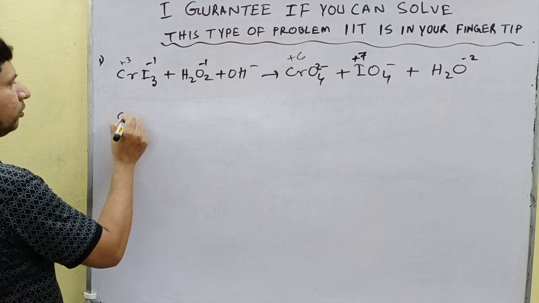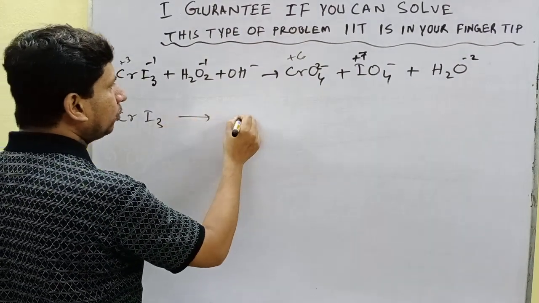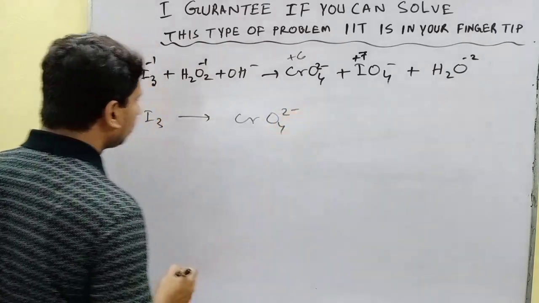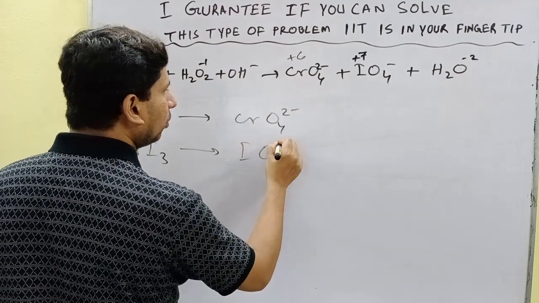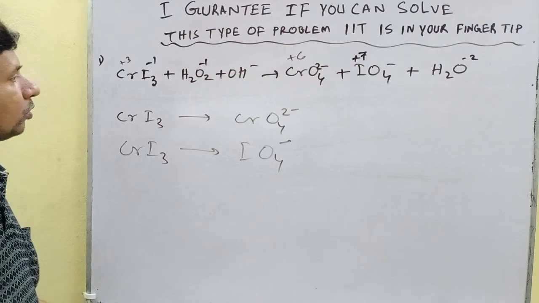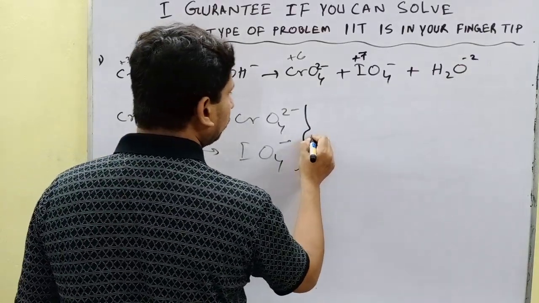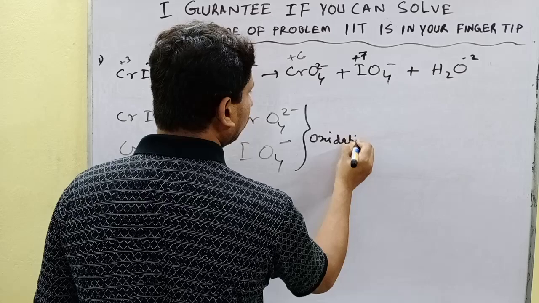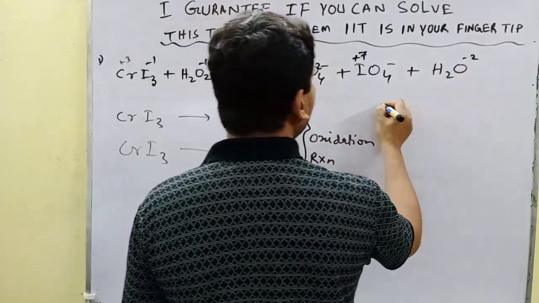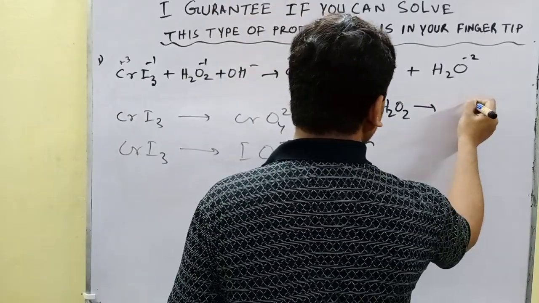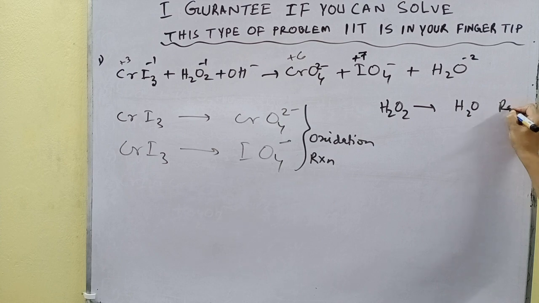So we can write it in this way: CrI3 to CrO4 2 minus, and CrI3 to IO4 minus. This is the oxidation reaction. And H2O2 to water, this is the reduction reaction.